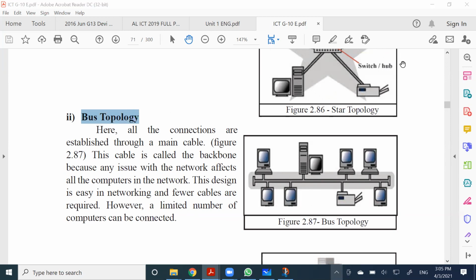What to be written? Yeah. This is the first point. All the connections are established through a main cable. And after the words main cable, put brackets and say backbone. All the connections are established through a main cable, within brackets, backbone.